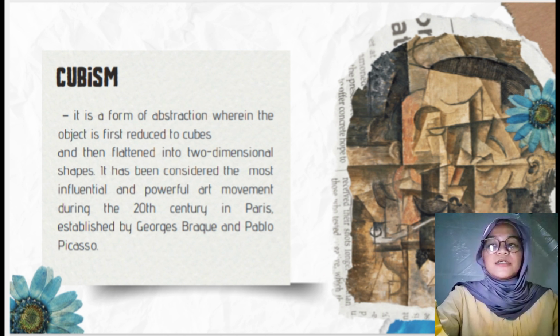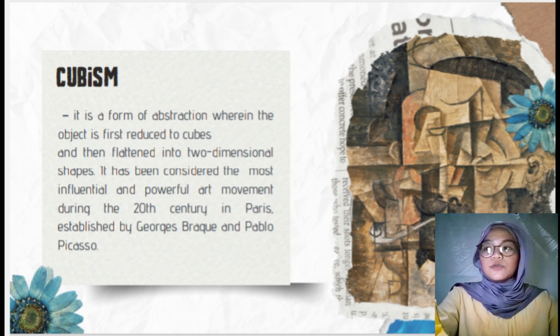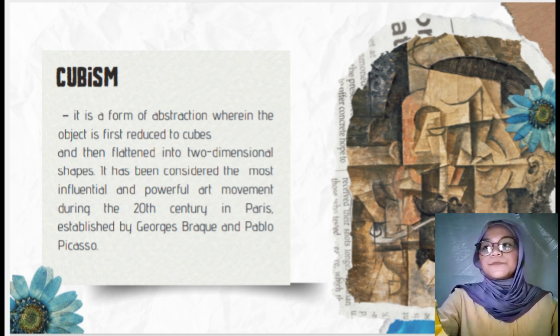But particularly, Cubism is an art movement that started in the early 20th century. It involves breaking down real objects into geometric shapes like cubes, cylinders, and spheres, and then rearranging them in a flat two-dimensional space.